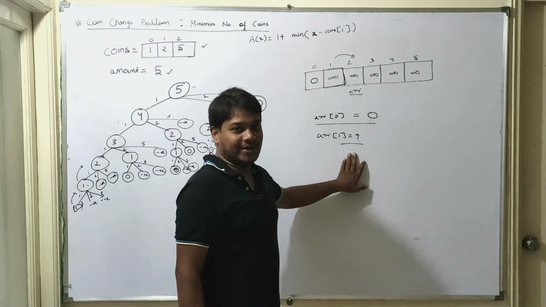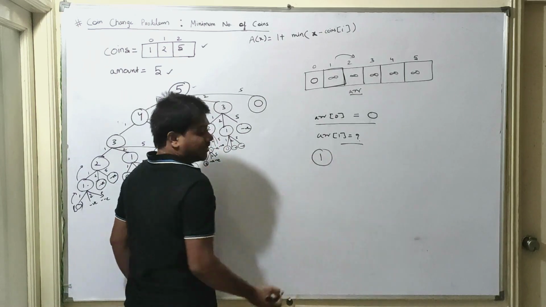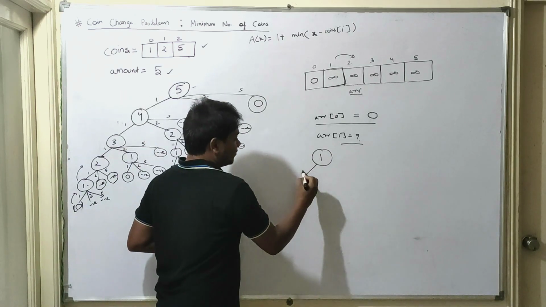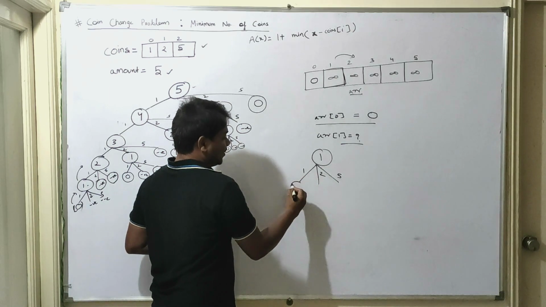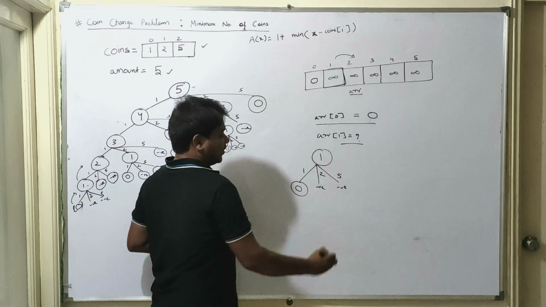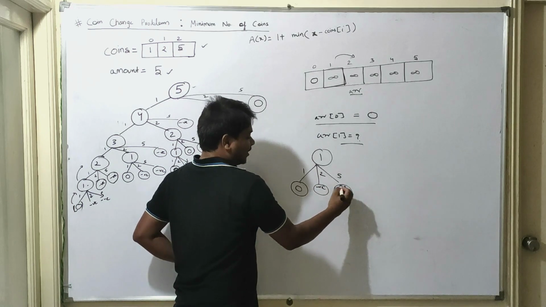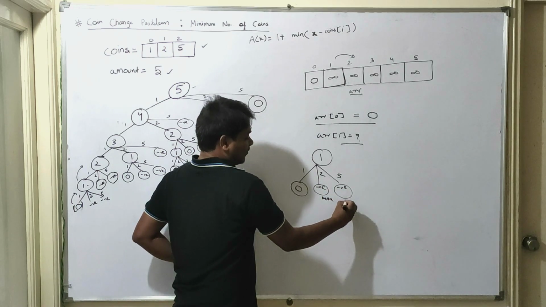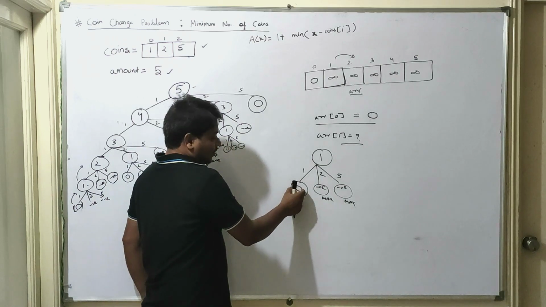What would be the value of ARR 1? As you can see here, for making change for 1 rupee, we have the option to choose a 1 rupee, 2 rupee or 5 rupee coin. If we choose 1 rupee, then it becomes 0. If we choose 2 rupee, it becomes negative. In the previous problem I discussed that if the value is negative, we return some maximum value from here.